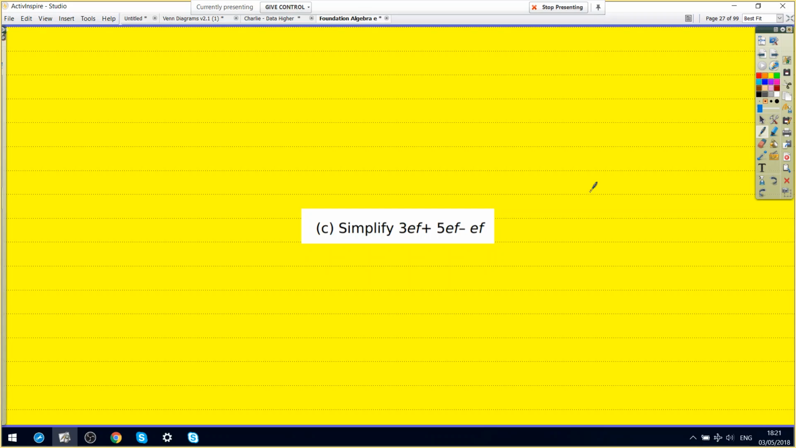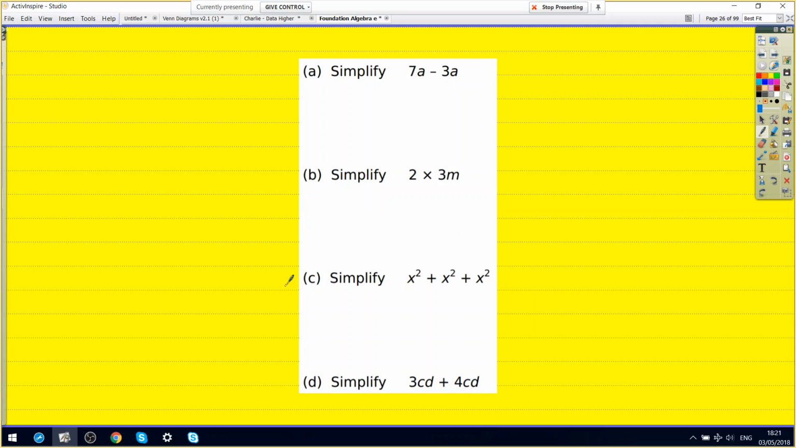One EF. Just one? 8. For the first bit, would it be 8EF or? Yeah. Would that make it 7EF? Yeah, that's it. Well done. Because that's like 1 EF. Okay, how about C? 3x squared. That's it.